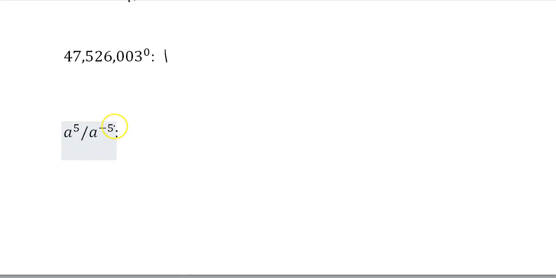And here I have this negative 5 on the exponent. So this one is still positive, so I'm going to go ahead and leave that as it is. It's a to the 5th, and then this becomes a to the 5th. That becomes a to the 10th.